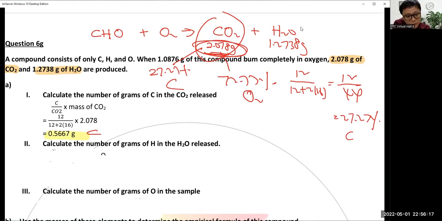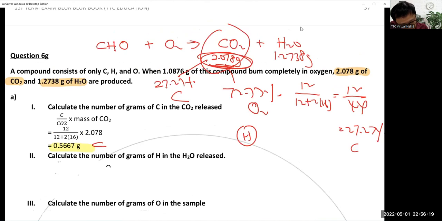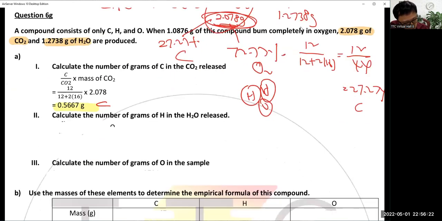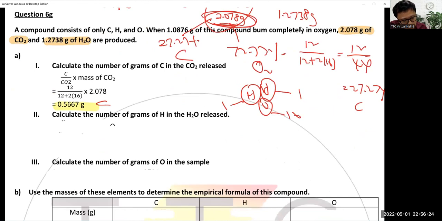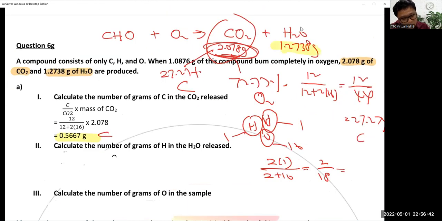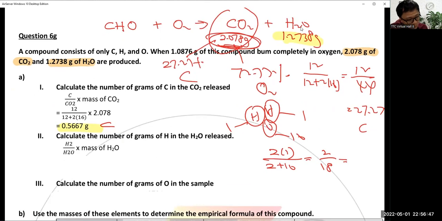Okay, same thing we do with the hydrogen. Water, we have H2O. So this is 1, and this is 16. So the percentage of hydrogen in H2O, the mass is 2 times 1, the hydrogen mass, divided by 2 plus 16, equals 2 divided by 18. So out of 18 mass, 2 is from hydrogen. So you can use this method to find out in your 1.2738 gram, how many gram belongs to hydrogen? I'll get only about 1.142.